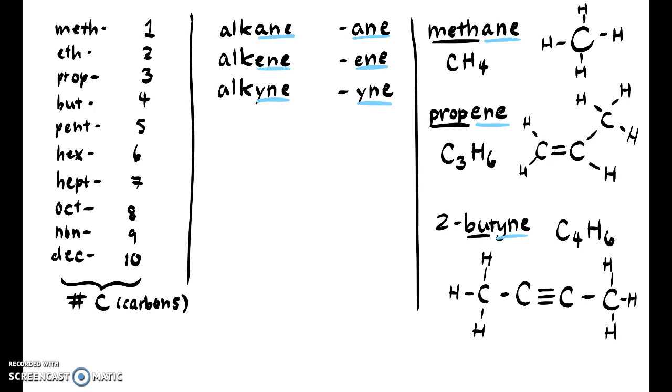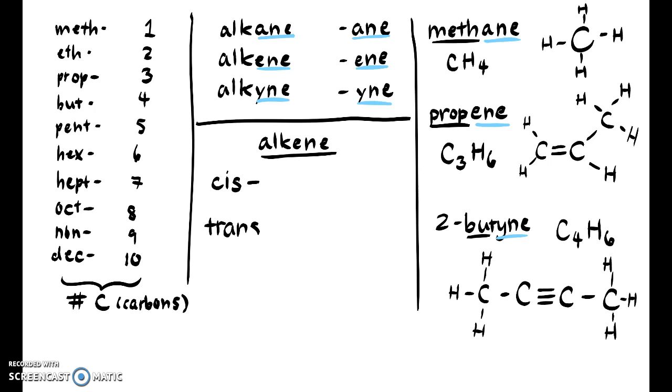Another thing to keep in mind when we're dealing with alkenes specifically, we also have the option of having cis as a prefix or trans as a prefix. In this case, cis means that the two other carbon groups that are connected to the double bond are on the same side. So this is same side. And trans means they are on opposite sides. So these are on opposite sides.